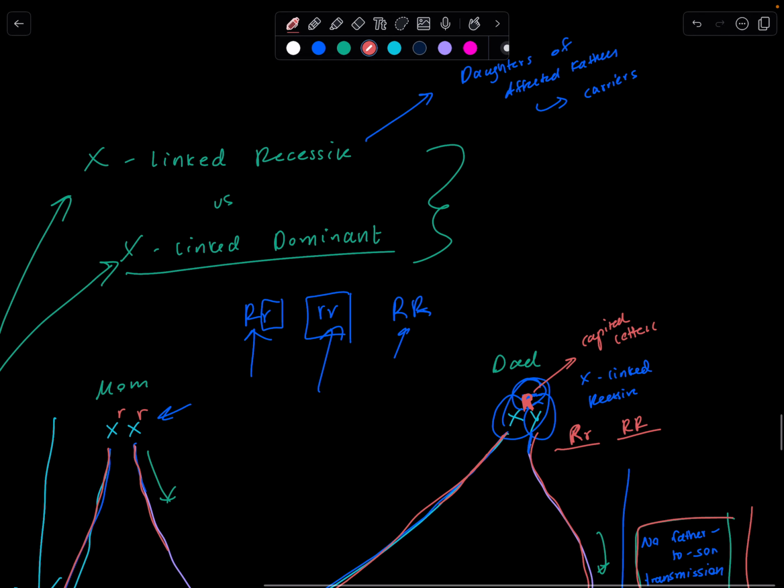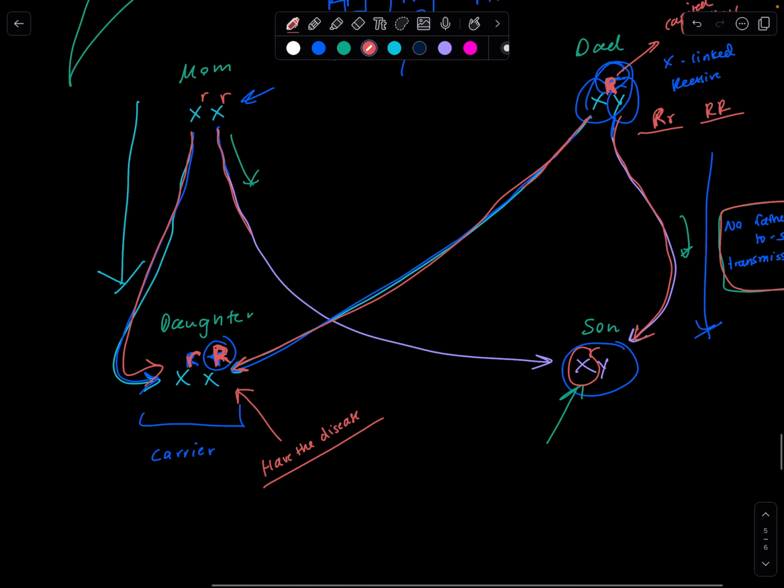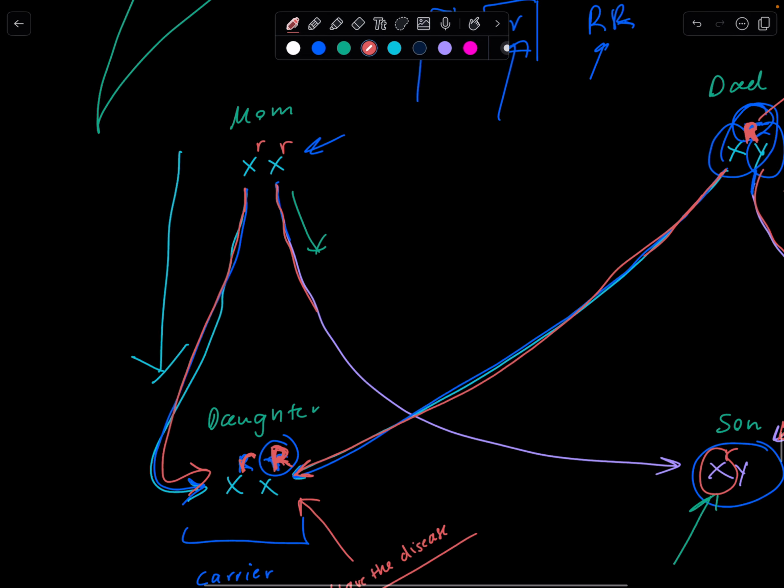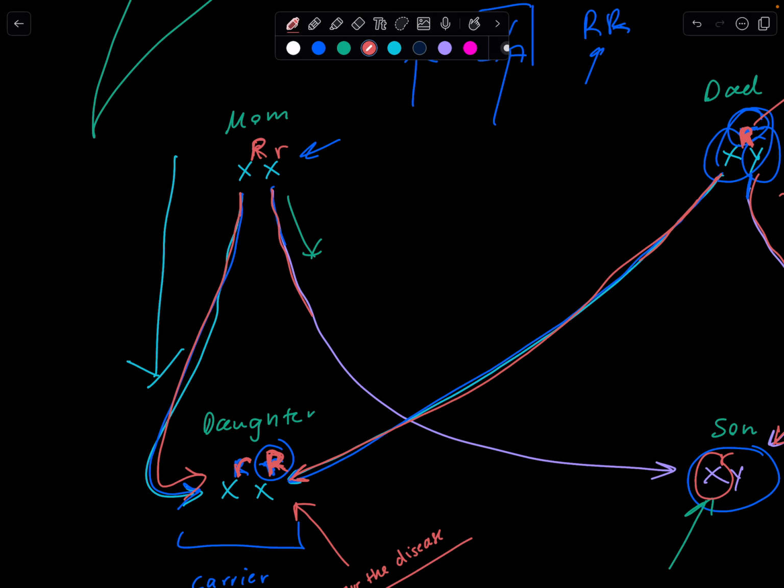So if we go over here, in X-linked dominant, daughters of affected fathers are always going to be affected. Why? Because they are getting the mutated allele, which is dominant, from the dad. So even if they get the regular allele from the mom, the dominant mutation will take over and they will have the disease because they are heterozygous dominant. And of course, if the mom happened to be a carrier, then the daughter would have the disease anyways as well, because now we are homozygous dominant.